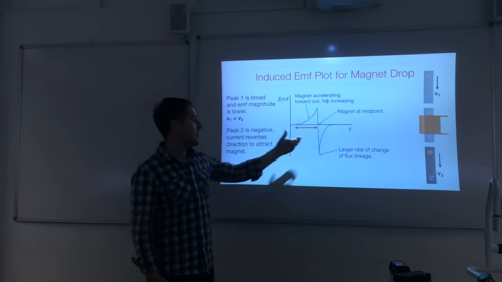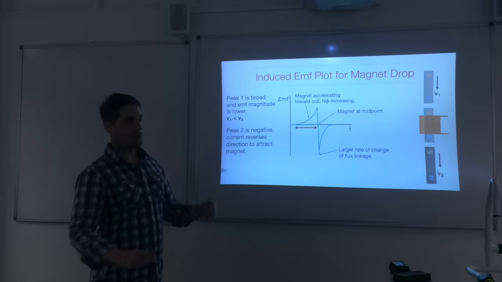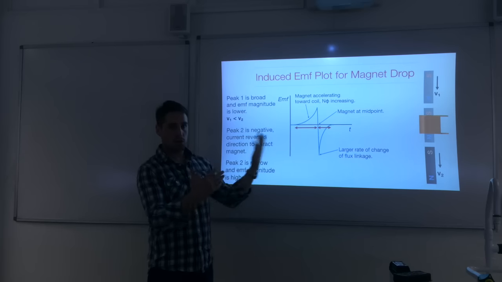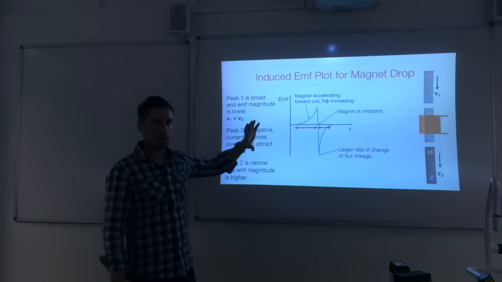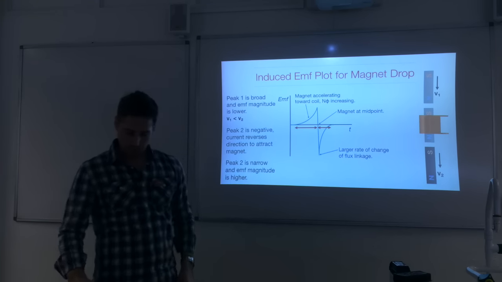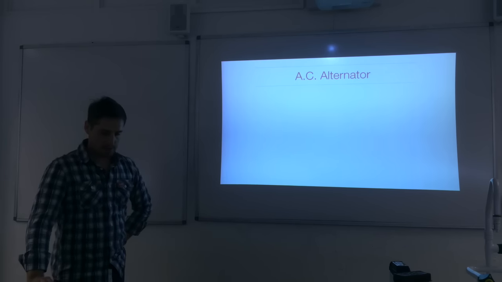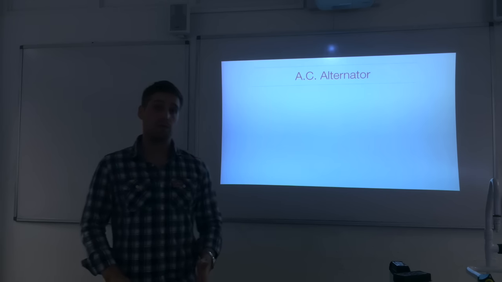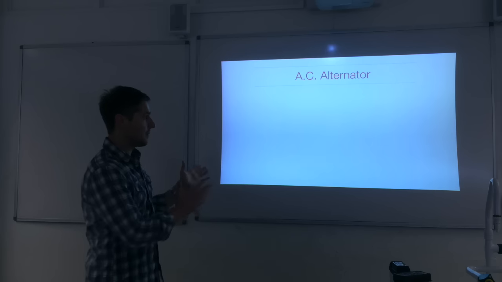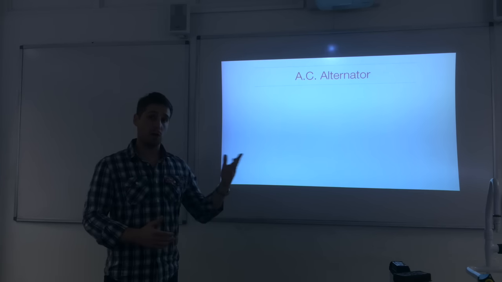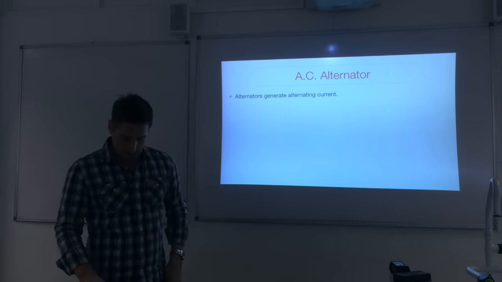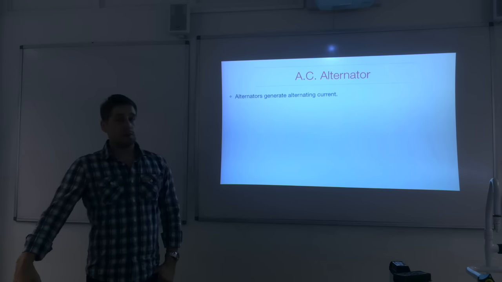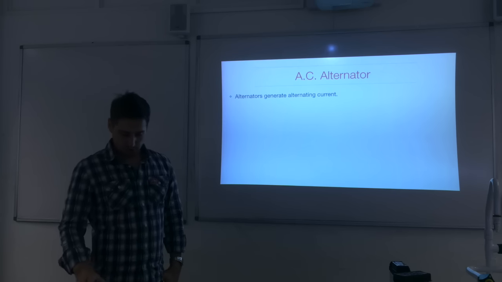Okay, and this peak is narrower because it's moving faster, so it's close to the coil for a short period of time. Okay, and the induced EMF is high because the rate of change of flux linkage is larger. All right, that's some examples of applying Lenz's Law and Faraday's Law, in fact, to understand what's going on with magnets and coils. Let's look at the AC alternator, which is a way of generating electricity.